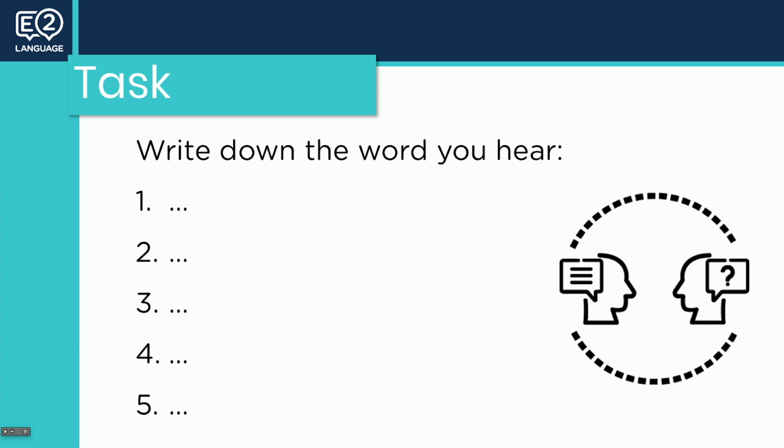Number 1, reward. Reward. Number 2, gradually. Gradually. Number 3, shaping. Shaping. Number 4, calamari. Calamari. Number 5, money. Money.